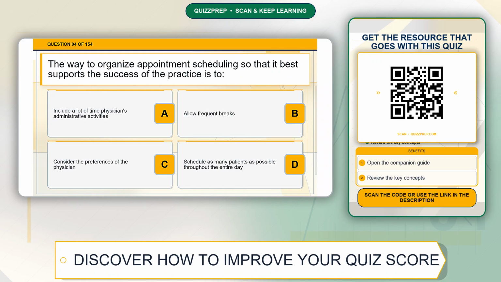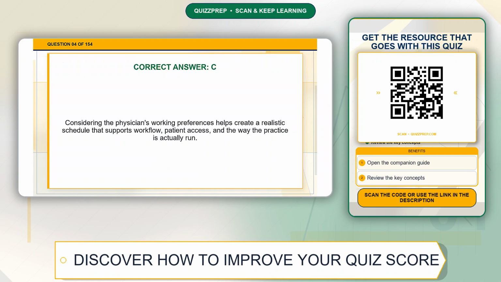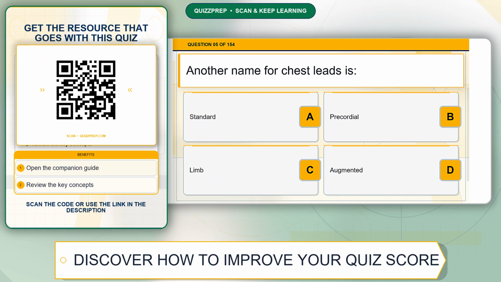Question 4. The way to organize appointment scheduling so that it best supports the success of the practice is to: Option A. Include a lot of time for physician's administrative activities. Option B. Allow frequent breaks. Option C. Consider the preferences of the physician. Option D. Schedule as many patients as possible throughout the entire day. The correct answer is option C. Consider the preferences of the physician. Explanation. Considering the physician's working preferences helps create a realistic schedule that supports workflow, patient access, and the way the practice is actually run.